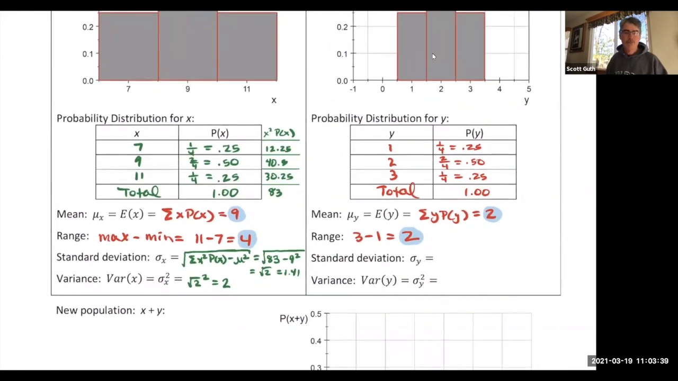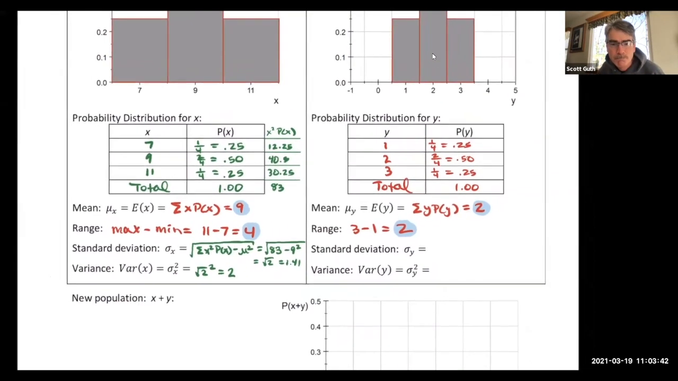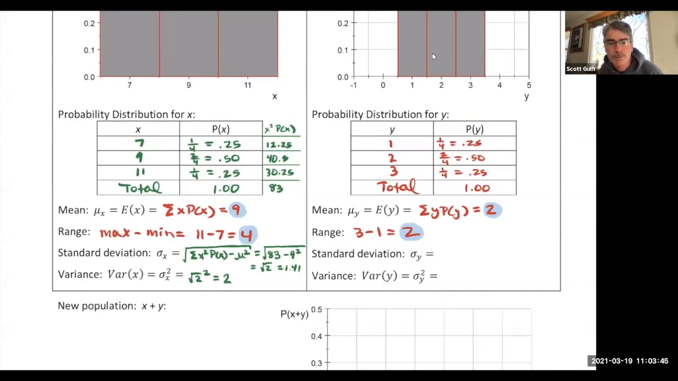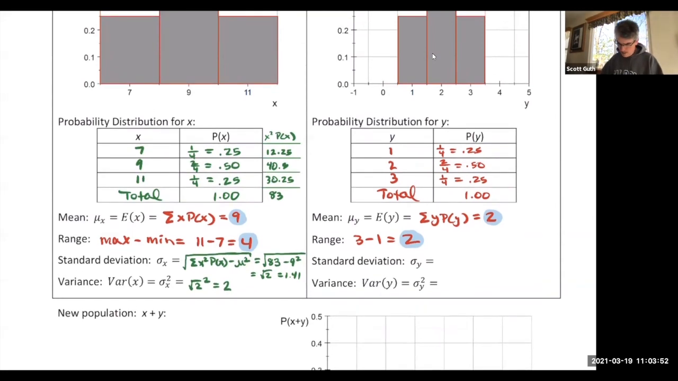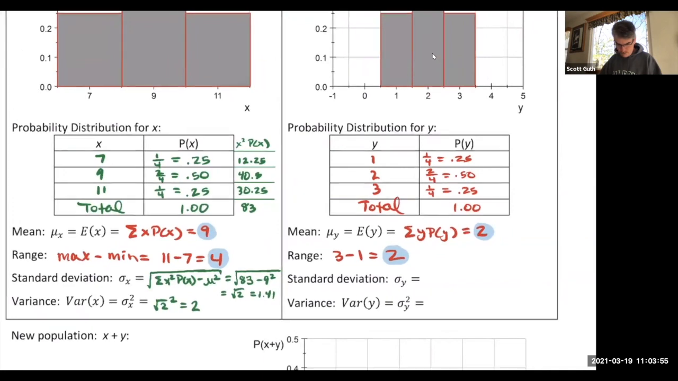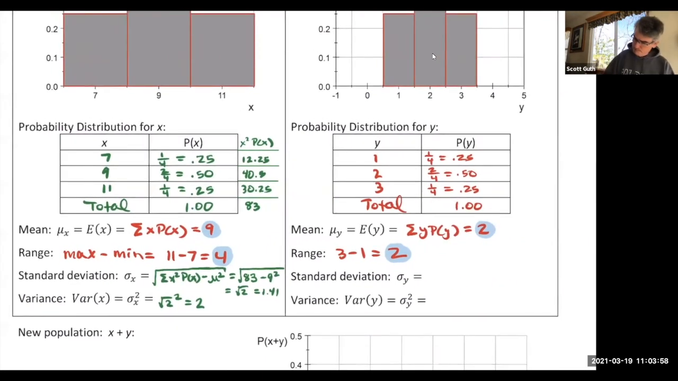Okay, so that was the part I was hoping not to do by hand. Unfortunately, we've got to do the next one by hand also. So we're going to do the same thing for the y's. Add another column. Okay, so this would be y p of y. Sorry, y squared p of y. We're doing the standard deviation only because we have the mean.